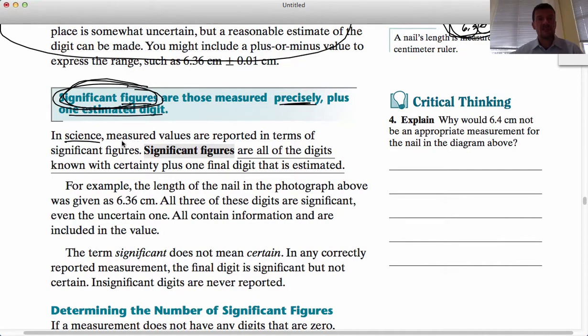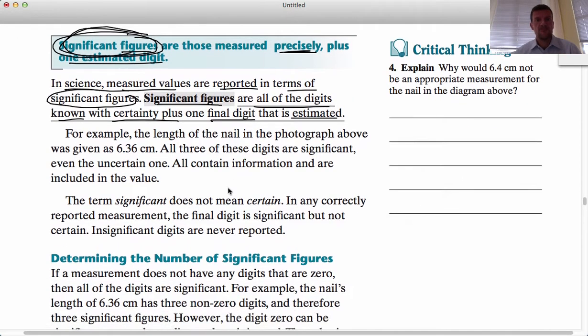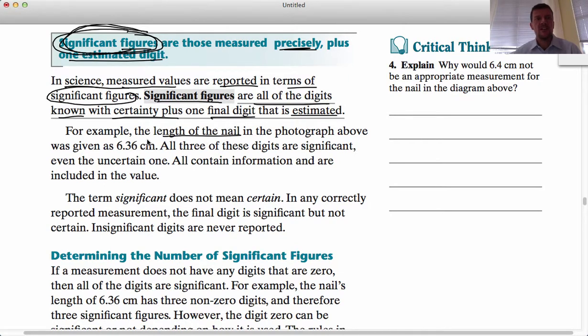So in science, measured values are reported in terms of significant figures. Significant figures are all of the digits known with certainty, all of those values that everybody would agree upon, and then the last digit is one that you estimate. And there might be some differences as far as what that last digit should be. The final digit is an estimation, and you're allowed to do that. And all of those are going to be significant digits. Just as I mentioned before, the length of that nail, somebody might say it's 6.36. Somebody else might say, no, it's 6.35, 6.34.